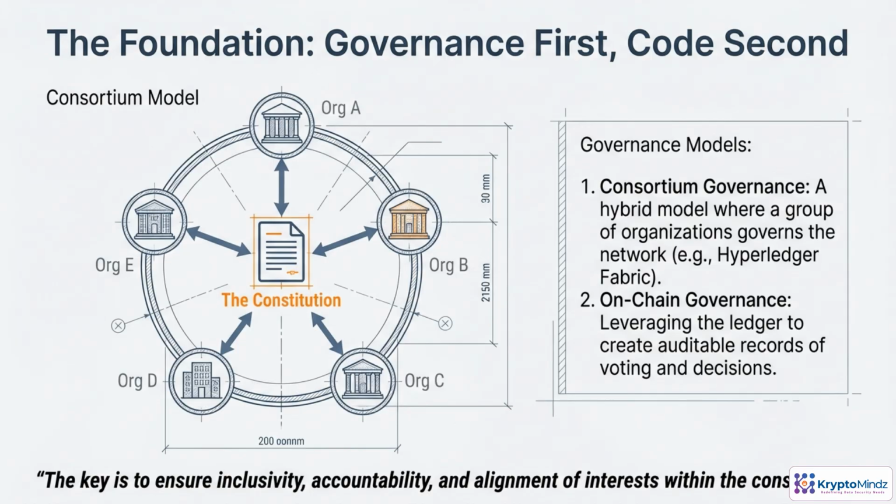Multiple organizations share a ledger, but they must first agree who can join, who operates nodes, how upgrades happen, and how disputes are resolved. A written constitution captures these decisions. Some choices are enforced socially through legal agreements, while others are enforced automatically with on-chain voting and auditable records. When governance is clear, inclusive, and accountable, the technology layer can evolve without breaking business trust.